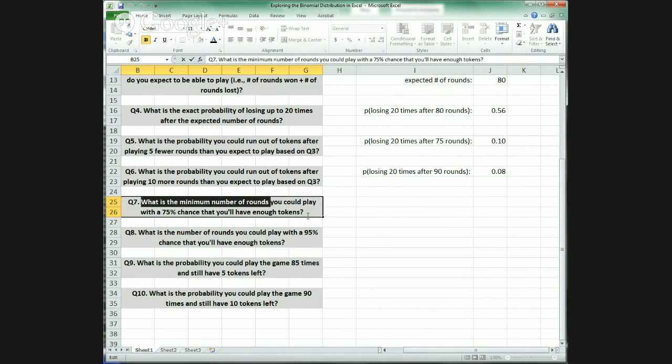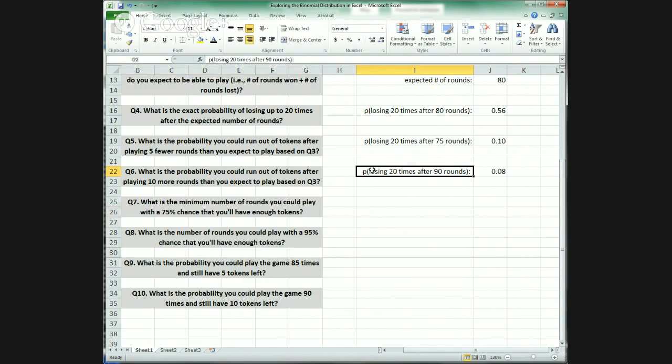Again, you have to think about what these words mean because word problems can be tricky. You have to be able to translate it to these things. Obviously, if we gave you these things, everything would be a lot easier, but you need to be able to translate the word problems into this information. So what we need is the number of trials where the probability of losing exactly 20 times, or sorry, not exactly 20 times, the probability of losing up to 20 times is 0.75. So we want the number of trials where P equals 0.75 for up to 20 losses.